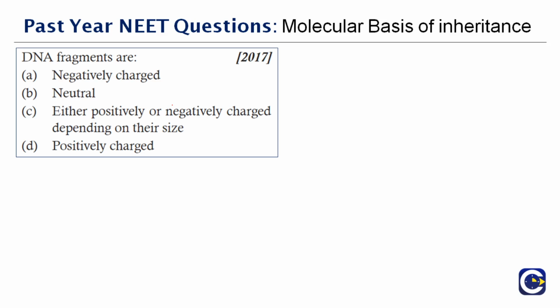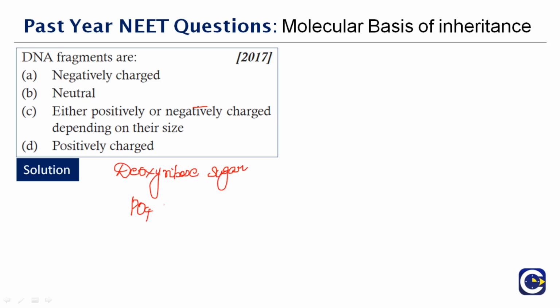Next question here, again asked in the year 2017. DNA fragments are Dash. So before we go into what they are, what is DNA? How can you describe DNA? See, DNA is made up of deoxyribose sugar, right? Deoxyribose sugar, and it has a phosphate group and it has a nitrogenous base.